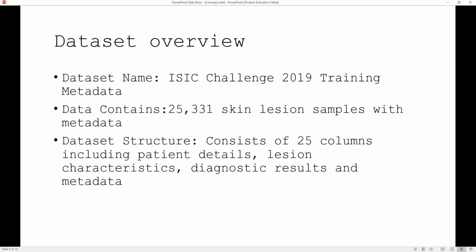The data structure consists of 25 columns, including patient details, lesion characteristics, and diagnostic results, together with the metadata. This dataset contains the metadata, which describes every image together with information about the age of the patients and all that. Then it also contains the image data itself. So realize that our EDA covers both the image data and the text data.